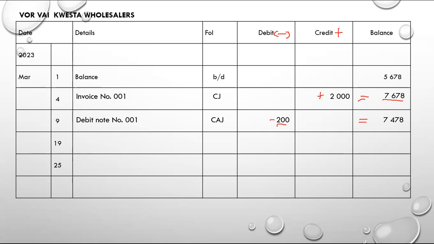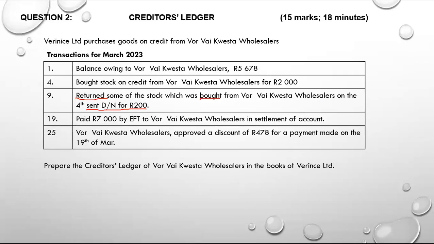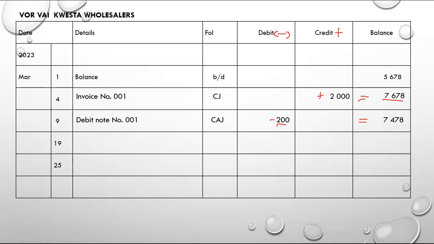What do they say on the 19th? It says that we paid 7,000 by EFT to Volvi wholesalers. In settlement of account, it means that we are paying everything that we owe Volvi wholesalers. How much are we owing Volvi wholesalers at the moment? We owe them 7,478, but we paid them.